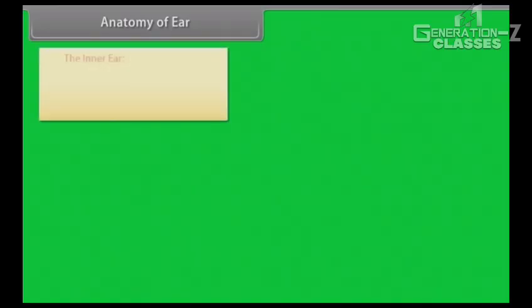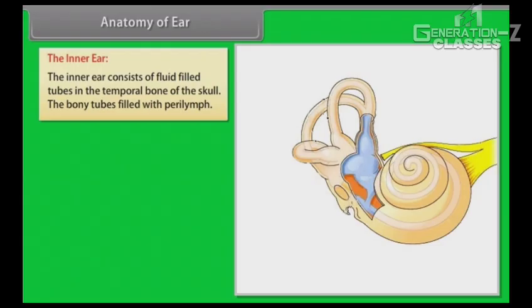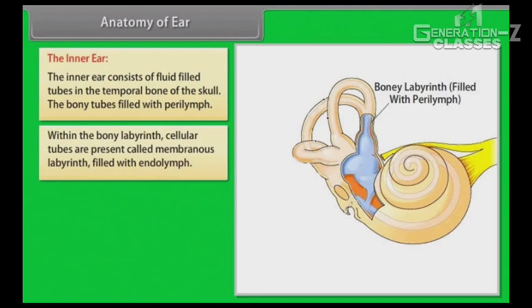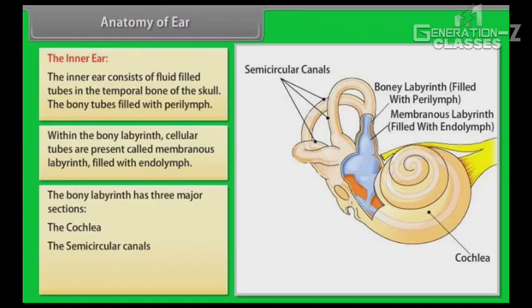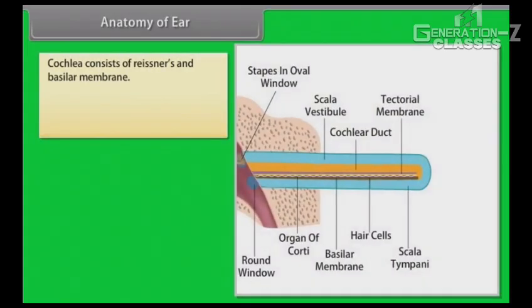Anatomy of the ear. The inner ear. The inner ear consists of fluid-filled tubes in the temporal bone of the skull. The bony tubes are filled with perilymph. Within the bony labyrinth, cellular tubes are present, called the membranous labyrinth, filled with endolymph. The bony labyrinth has three major sections: the cochlea, the semicircular canals, and the vestibule connected to the cochlea and semicircular canals. The cochlea consists of Reissner's and basilar membrane.